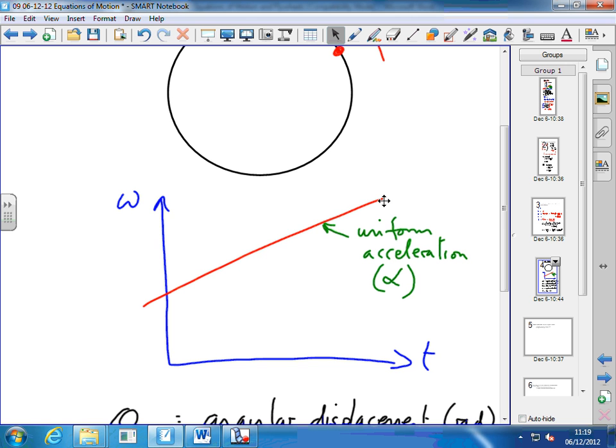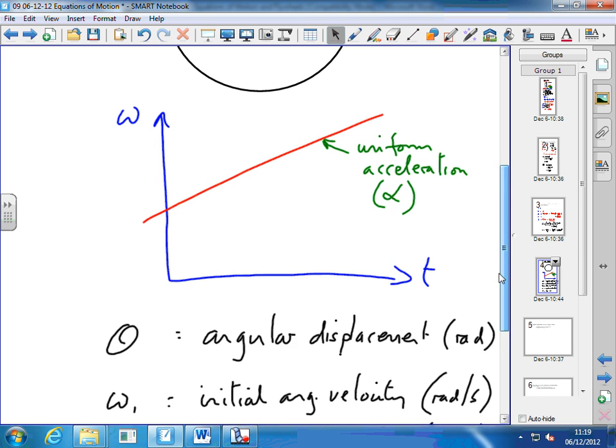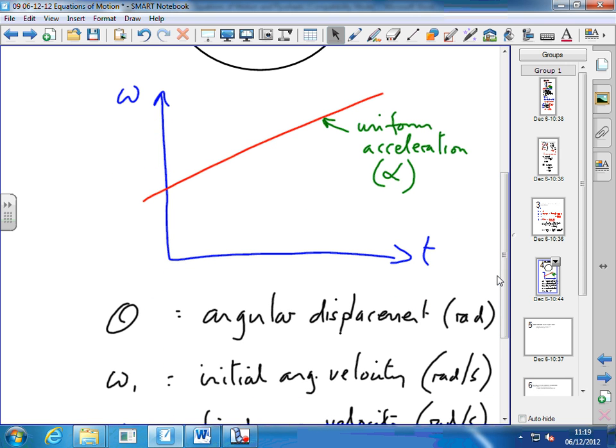Same sort of situation. If I want to measure the total angle through which I've turned, the angular displacement theta, again, as before, the area under the curve between 2 points will give us the total angular displacement theta. So we've got exactly the same idea for angular motion as you have for linear motion.